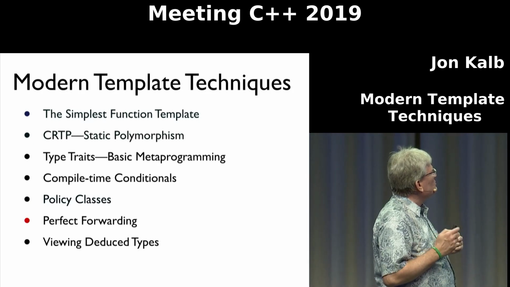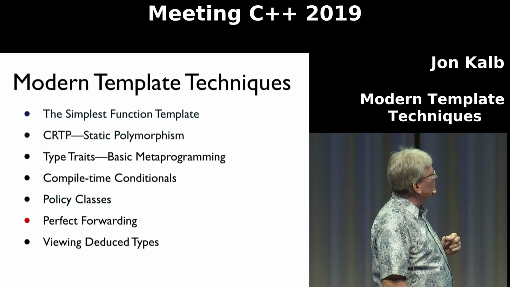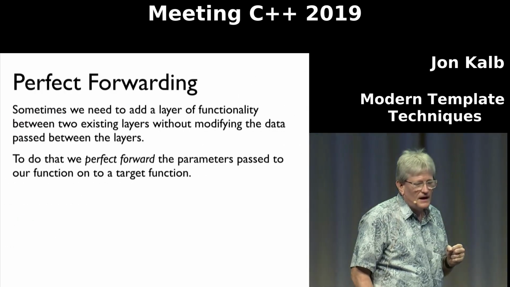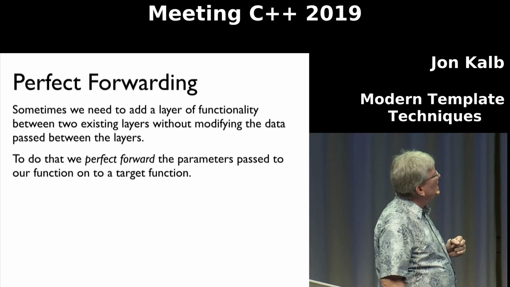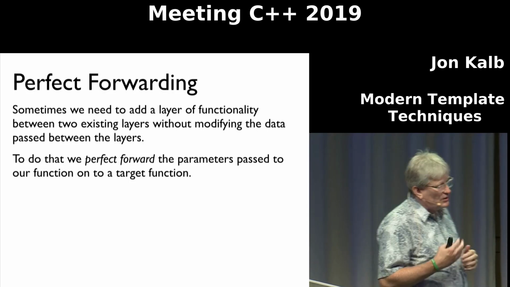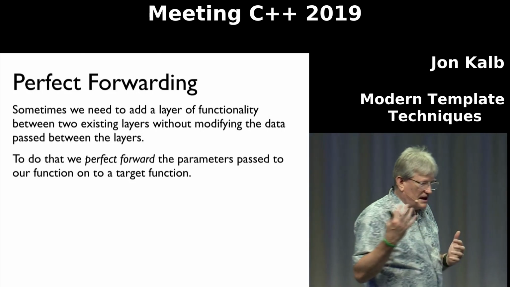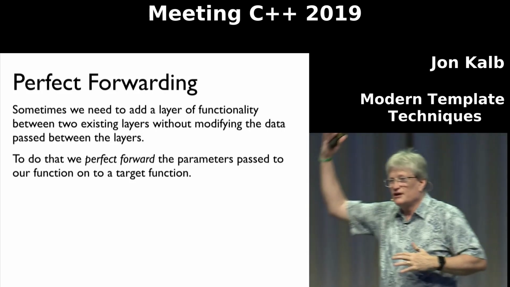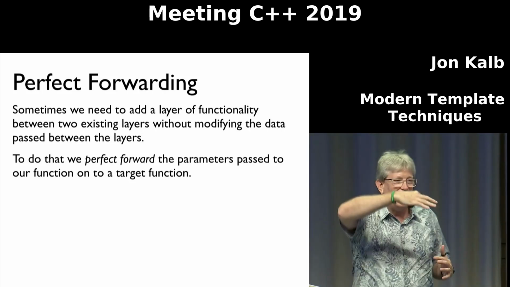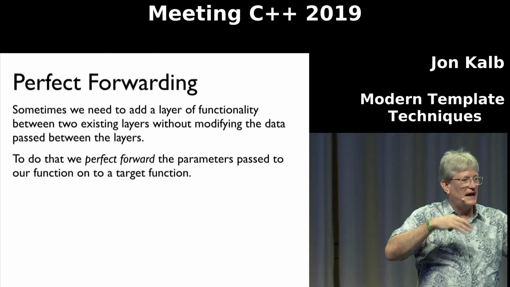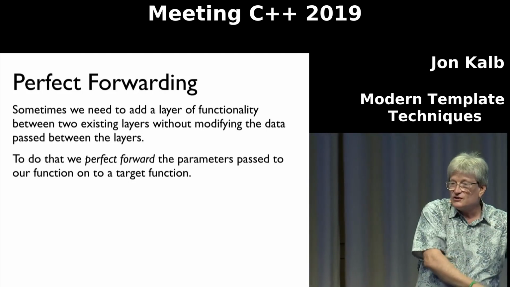Okay. So let's talk a little bit about perfect forwarding. So here is the motivation for perfect forwarding. What is perfect forwarding about? So we sometimes have a layer of functionality that we want to add between two layers. So there's parameters passed down to us. We want to do something independent of what those parameters are, and then pass those parameters on down.